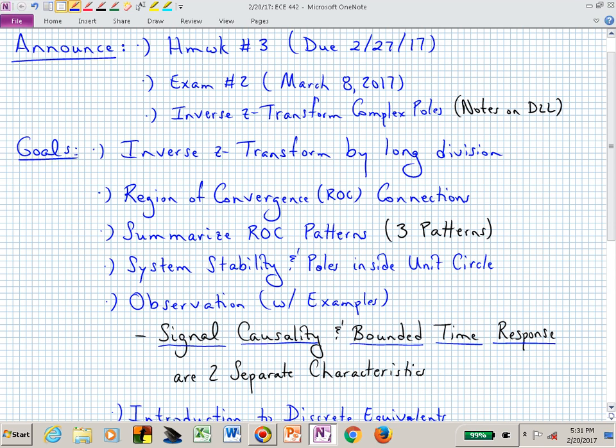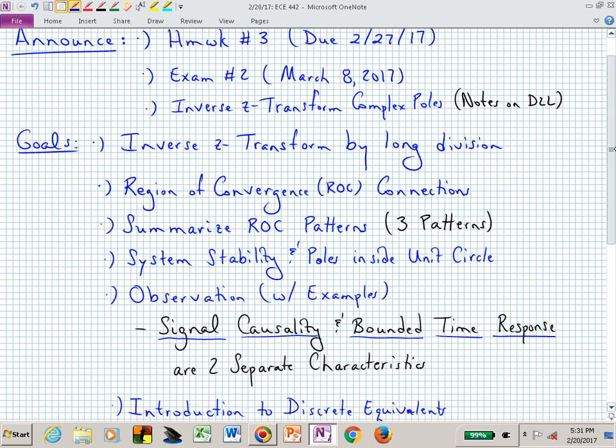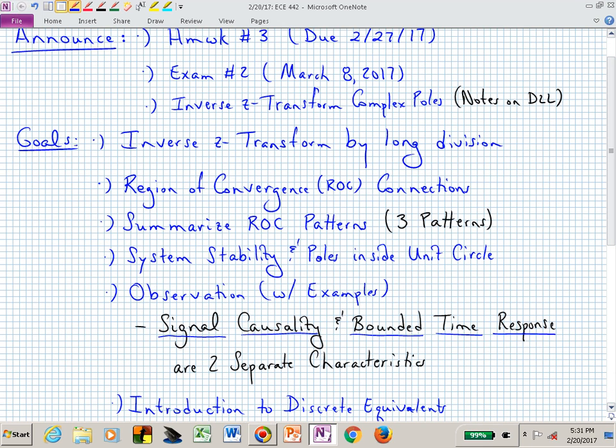Another problem on homework number 3 deals with long division, and I want to quickly illustrate how you can use long division to quickly do an inverse Z transform. We'll look at region of convergence connections and maybe do a matching, with some more thumb exercises: up, down, or sideways.